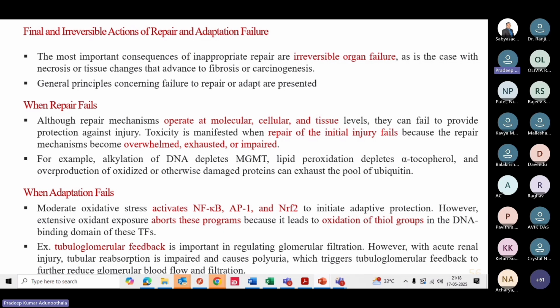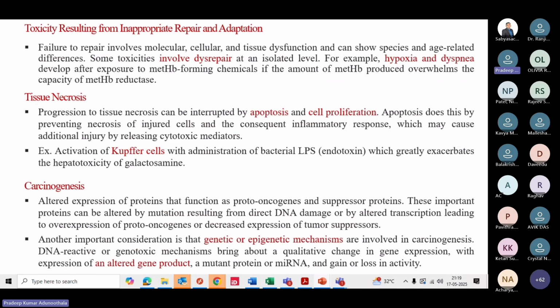For example, tubuloglomerular feedback, which is very much important in regulating the glomerular filtration. But in acute renal injuries, the tubular reabsorption will get impaired, and that leads to polyuria. That triggers a tubuloglomerular feedback to further reduce glomerular blood flow and filtration. And toxicity resulting from inappropriate repair and adaptation.